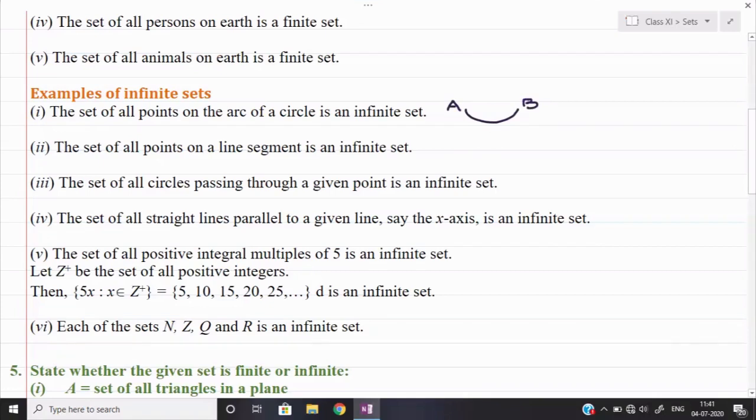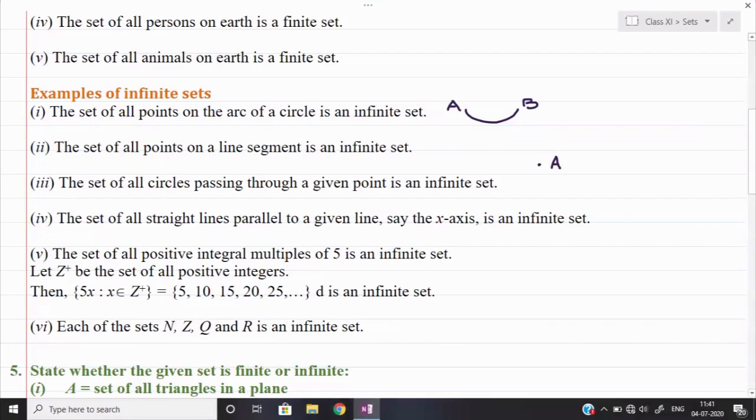Set of all points on a line segment. Again, a line segment will also contain an infinite number of points, and hence it will be an infinite set. Set of all circles passing through a given point. If I have one point A, how many circles can pass through the point A? Since an infinite number of lines can pass through the point A, there will be infinite circles that can pass through the point A. Set of all straight lines parallel to the given line. Now we can draw an infinite number of lines which are parallel to the given line, and hence this will also be an infinite number of elements.